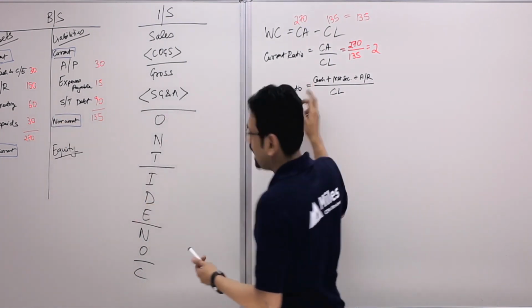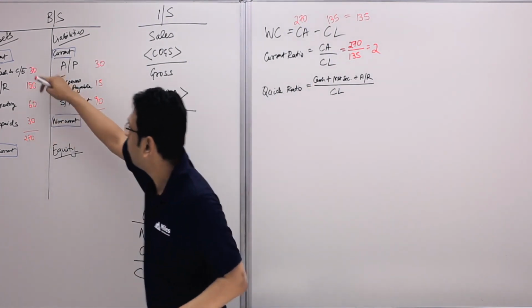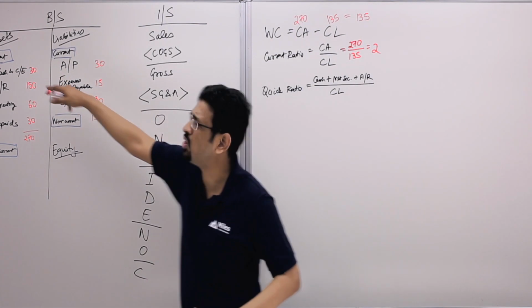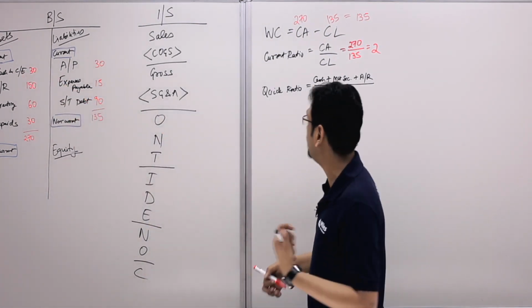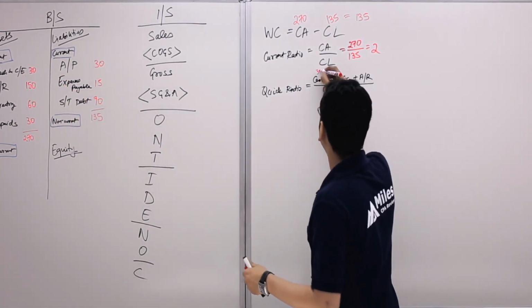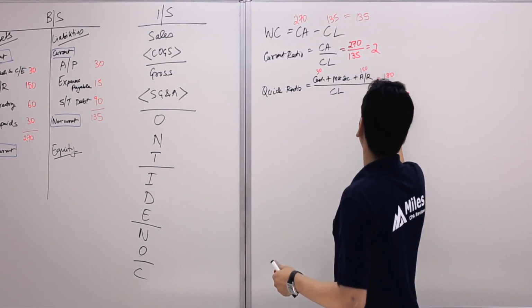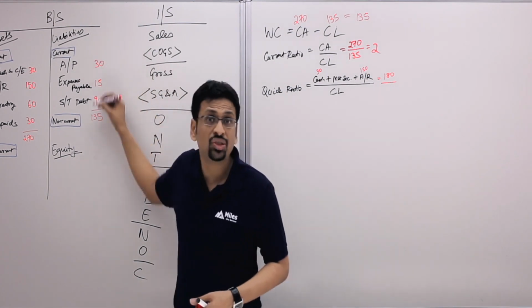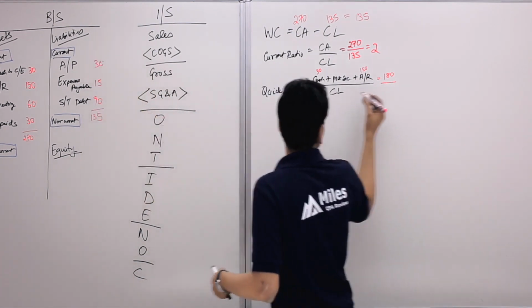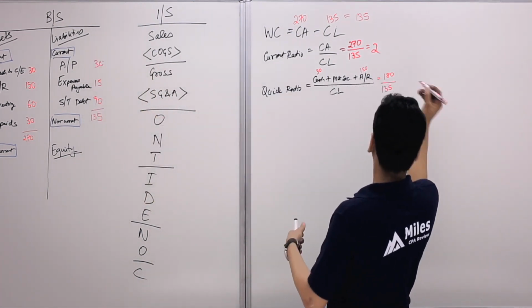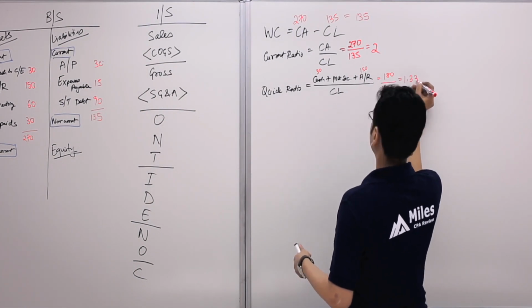So let's look at it. So cash here is 30, receivables is 150. We don't have marketable securities out here. That's fine. We'll look at it when we get to part 3. So let's say this is 30, this is 150. So the numerator here is 180. Denominator remains the same, 135. So this becomes like 1.33.